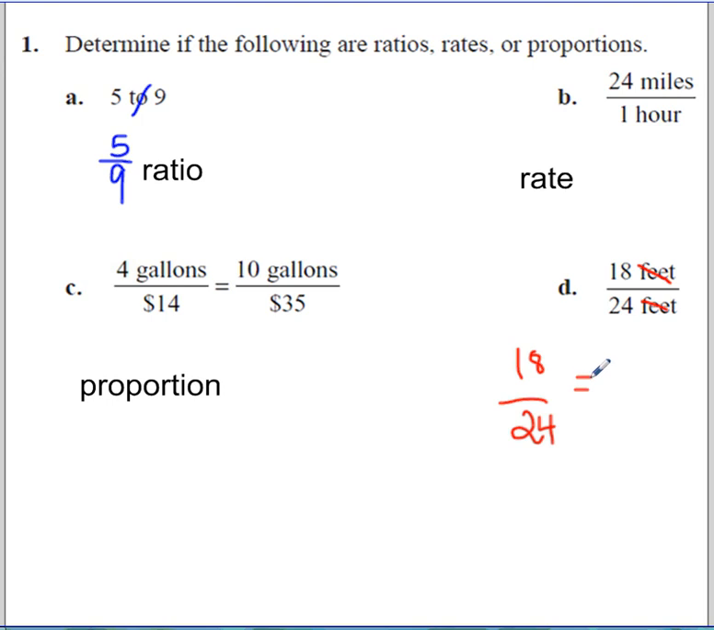Usually we simplify all ratios and rates to simplest form, just like we would simplify fractions to simplest form. With this, 18 and 24 are both multiples of 6, and so 18 divided by 6 is 3, and 24 divided by 6 is 4. So we're really looking at a ratio of 3 to 4 when we reduce that. But again, that means it is a ratio.